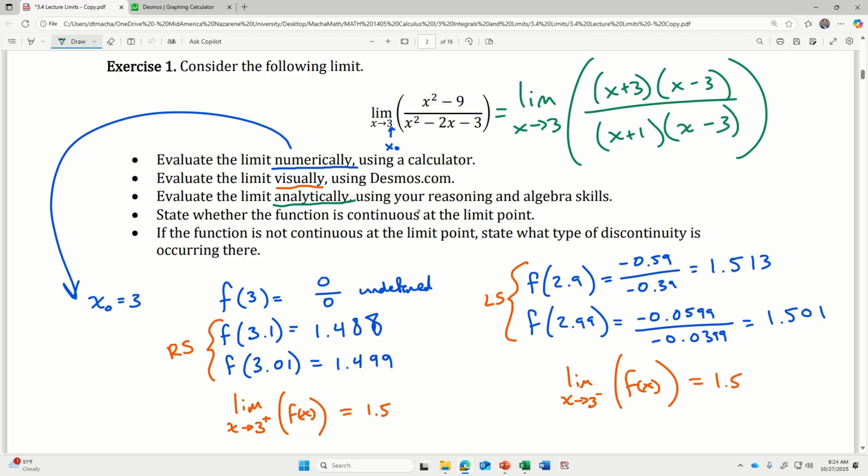So then you use your reasoning skills and you think, well, x minus 3 has a factor in the numerator, x minus 3 has a factor in the denominator. I could just cancel those, right? So we cancel them. And now we plug in what happens when x equals 3. Well, in the numerator, 3 plus 3 is 6. In the denominator, 3 plus 1 is 4. And so the answer is 1.5.